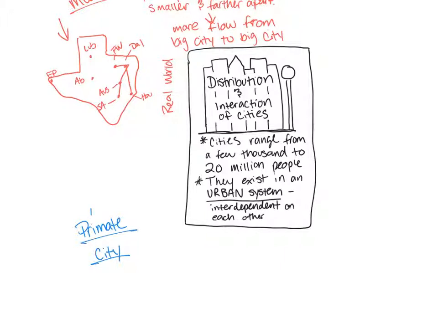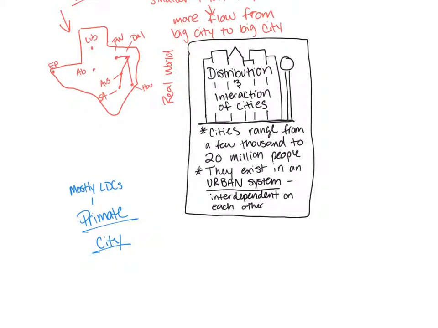Okay, so our primate cities are going to be mostly in LDCs. The definition here is that the largest city in a primate city country is more than twice as large as the next city. Like population. Okay, so we're talking population here. So the largest city is more than twice as large as the next biggest city.